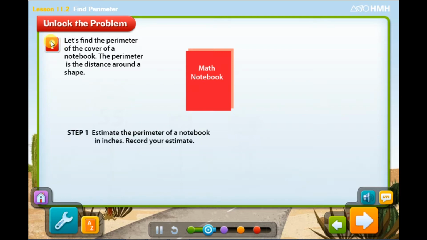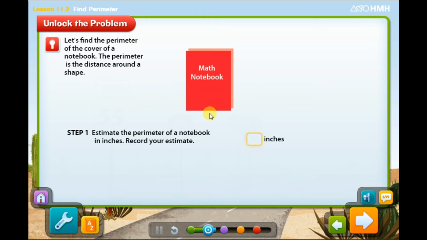So we have here a notebook. First, estimate the perimeter of the cover of a notebook in inches. Here are some facts to help. A sheet of notebook paper is usually about 12 inches long. The top and bottom of the sheet of paper are usually not as long as the sides. Let's record our estimate. So let's guess together. You don't know the dimension of this notebook. The dimension of its height is nearly 12, and the top and bottom should be smaller than its height. So it should be less than 12.